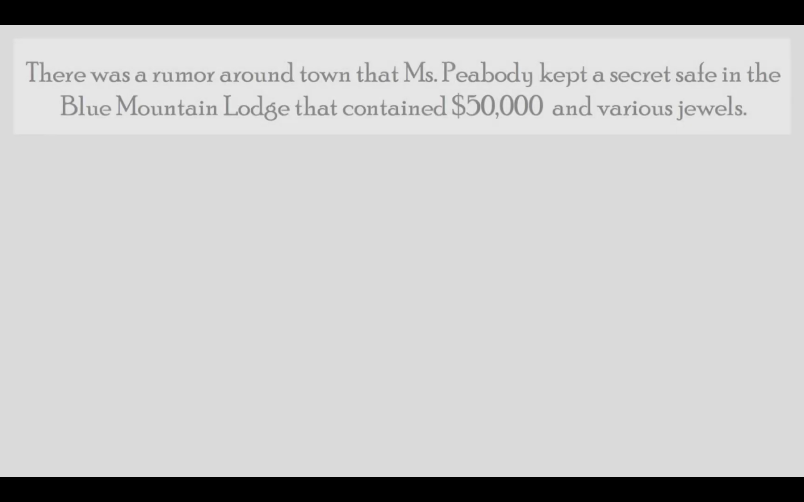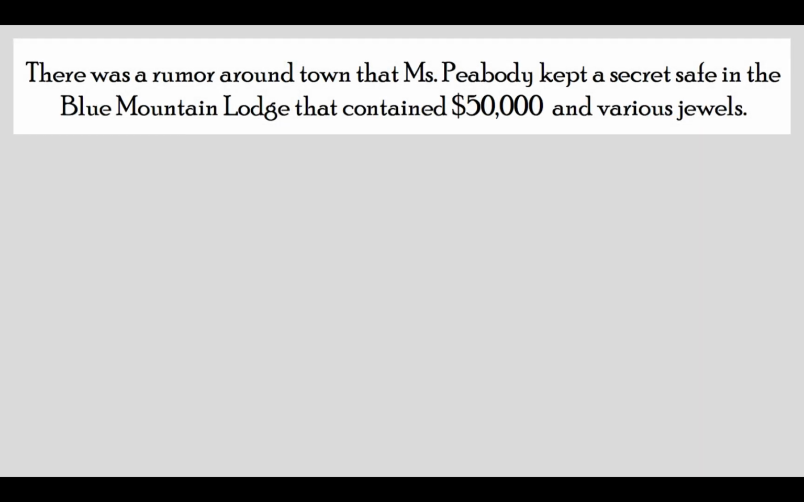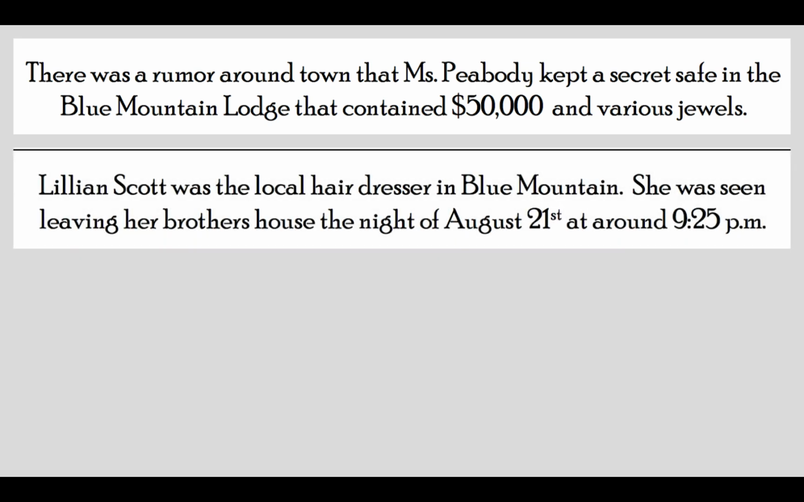Detectives, let's look at our next clue. There was a rumor around town that Miss Peabody kept a secret safe in Blue Mountain Lodge that contained $50,000 and various jewels. Lillian Scott was a local hairdresser in the Blue Mountain community. She was seen leaving her brother's house the night of August 21st at around 9:25. So why was she leaving her brother's house at that time? And she was a local hairdresser.